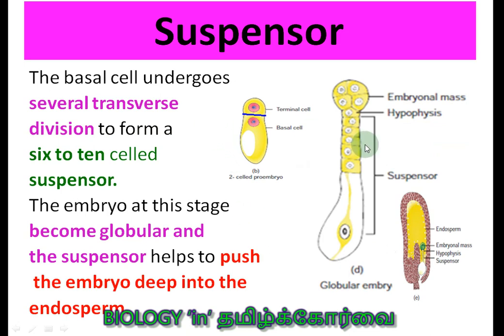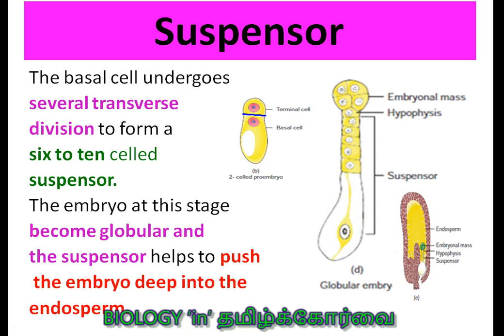Now suspensor. Now we are coming to the basal cell. So far we discussed the terminal cell. Now we are going to discuss the basal cell. The basal cell undergoes several transverse divisions. You see. So, what is the result? A 6 to 10 celled suspensor is formed. So, the entire portion is called the suspensor.